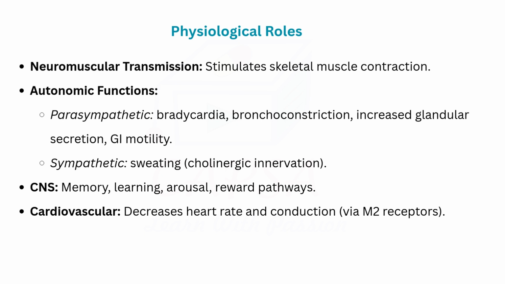In the central nervous system, acetylcholine is heavily involved in higher brain functions. It plays a vital role in memory, learning, attention, arousal, and reward pathways. A deficiency of cholinergic activity in the brain is strongly linked to disorders like Alzheimer's disease. Finally, looking at the cardiovascular system, acetylcholine decreases heart rate and slows conduction of the impulse through the heart by acting on the M2 muscarinic receptors. These parasympathetic effects are essential for maintaining balance with sympathetic stimulation.